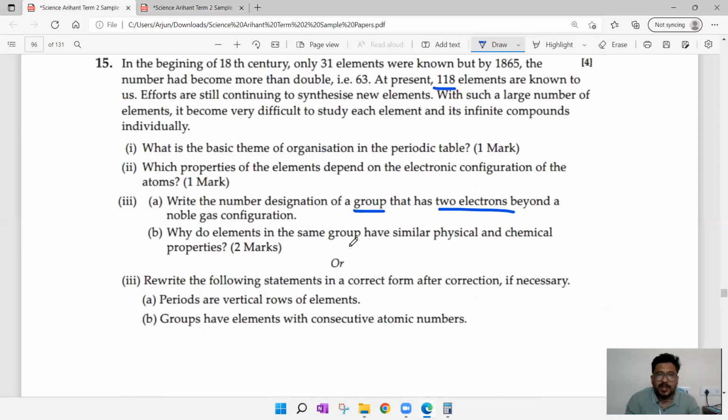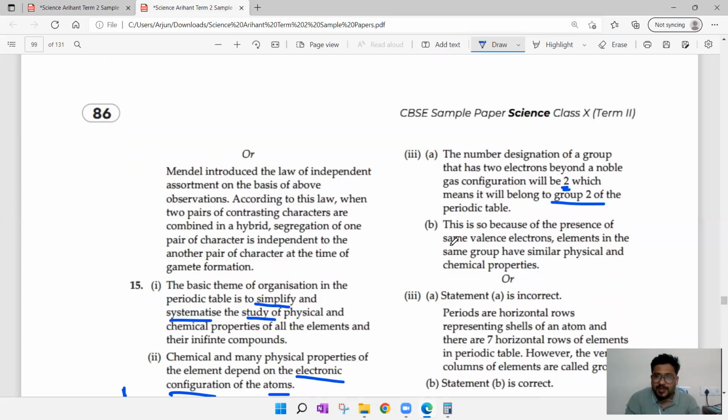Why do elements in the same group have similar physical and chemical properties? Because their valencies are the same, right? This is so because of the presence of the same number of valence electrons. Because of that, elements in the same group have similar physical and chemical properties. That's it.